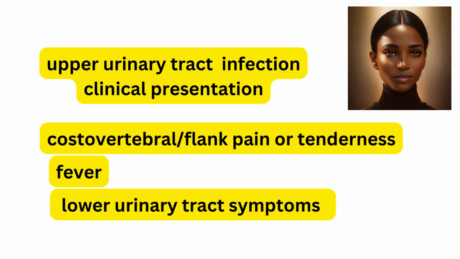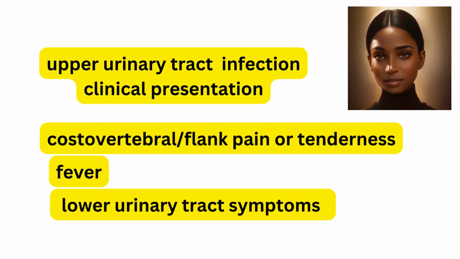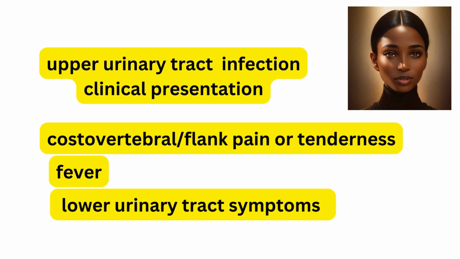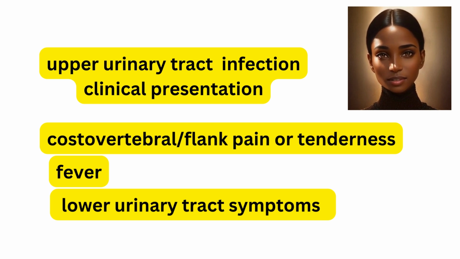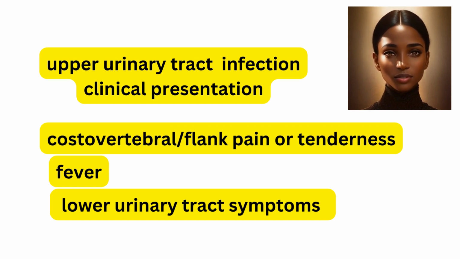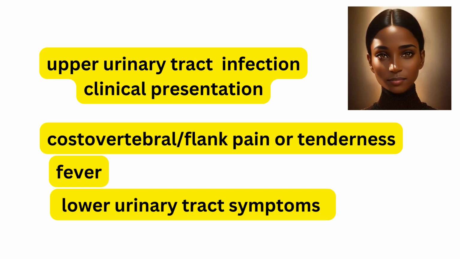It is important to note that upper urinary tract infections occur as a result of an ascending infection from the lower urinary tract. So how do upper urinary tract infections manifest? The patient with an upper urinary tract infection will present with flank pain or tenderness as well as fever. Remember what I said earlier. Upper urinary tract infections occur as a result of an ascending infection from the lower urinary tract. So signs and symptoms of lower urinary tract infection will occur.